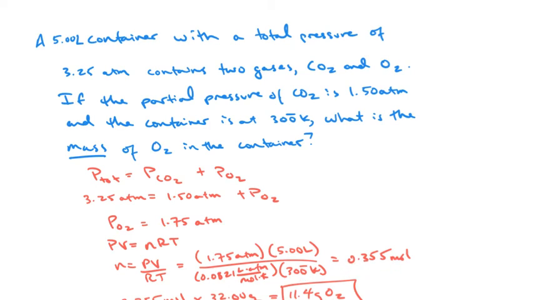And then to get the mass, you just multiply times the molar mass of oxygen, which is 32.00. And we get 11.4 grams of O2. So hopefully you did okay with that one. It's a little trickier, but your homework problems might look more like this than that easier one that was on the previous slide.